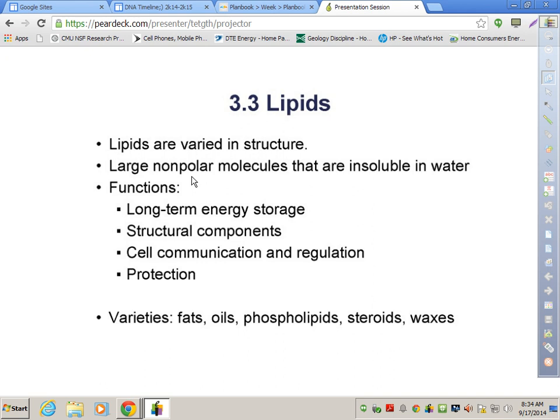They're structural components. They're part of our phospholipid bilayer, so we have these lipids that make up all of our cell membranes. They also work with cellular communication and regulation, and I automatically think of the cell surface markers, the glycoproteins. I don't know if you remember those or not. And then they also serve for protection.